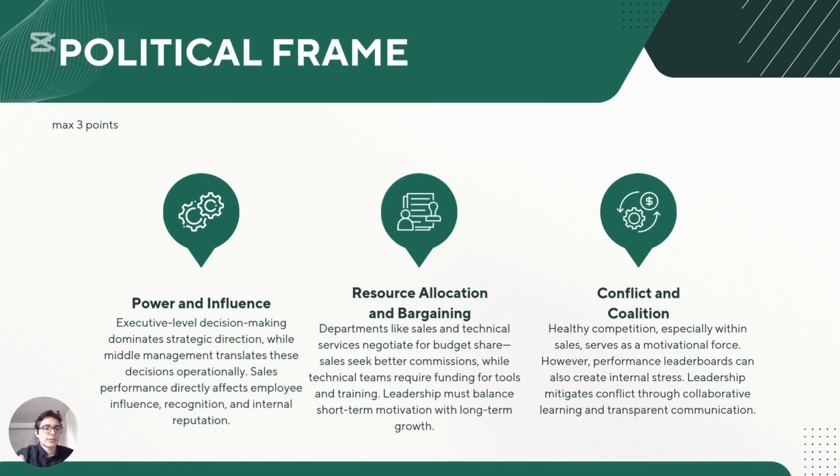Power and influence. Executive level decision making dominates strategic decisions, while middle management translates these decisions operationally. Sales performance directly affects employee influence, recognition, and internal reputation. Resource allocation and bargaining. Departments like sales and technical services negotiate for shared budget. Sales seeks better commission, while technical teams require funding for tools and training. Leadership must balance short-term motivation with long-term growth.